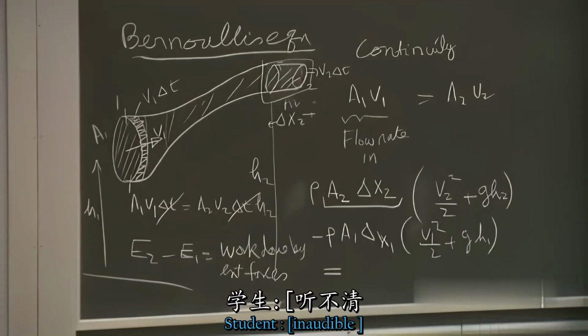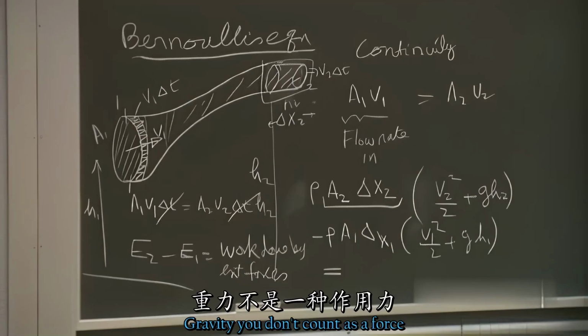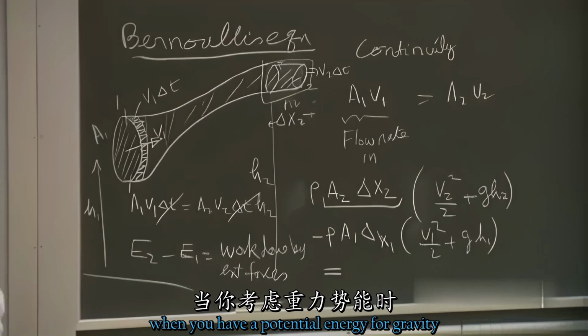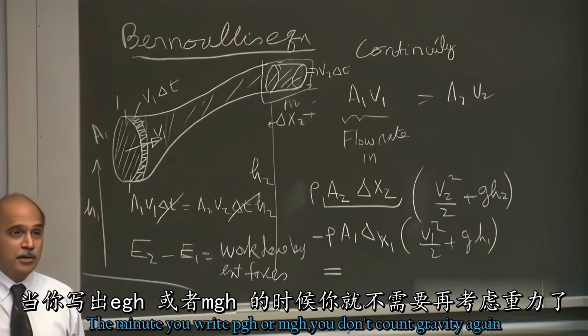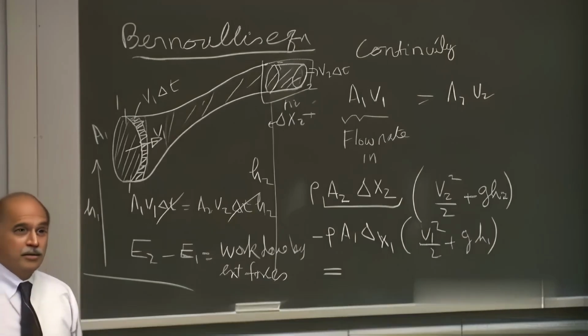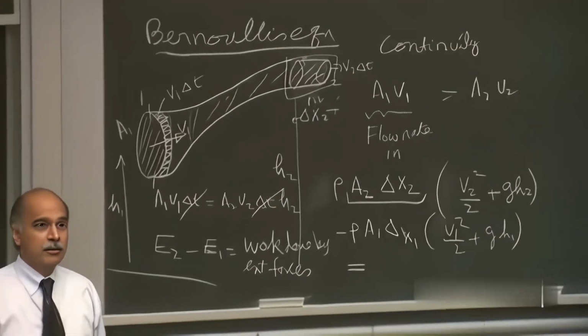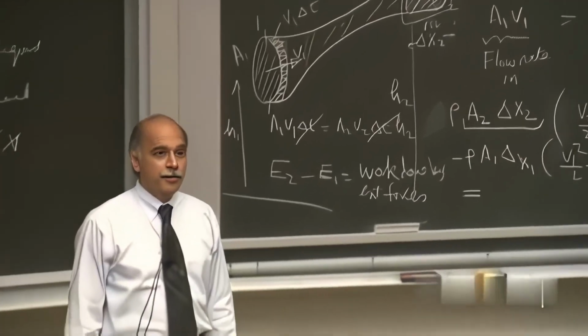Yep. Gravity is acting against the upward. Now, gravity, you don't count as a force when you have a potential energy for gravity. So gravity is included. But the minute you write rho gh or mgh, you don't count gravity again. Oh, the fluid inside is doing work against the fluid at the edges.